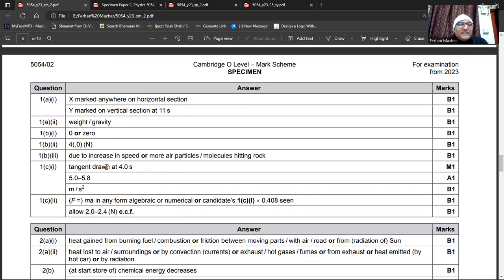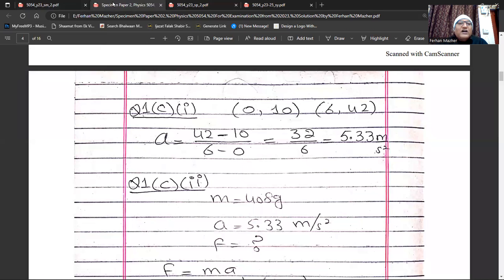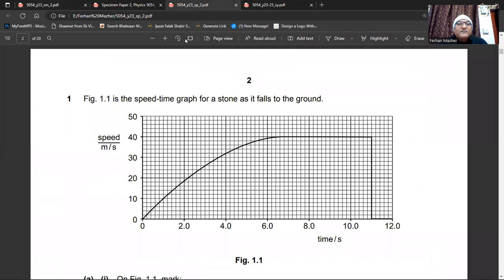So the answer says a tangent drawn at the 4 second, and the acceleration value will be from 5.0 to 5.8. Our answer is 5.33. So that is right. Unit will be meter per second square. So our answer is right.